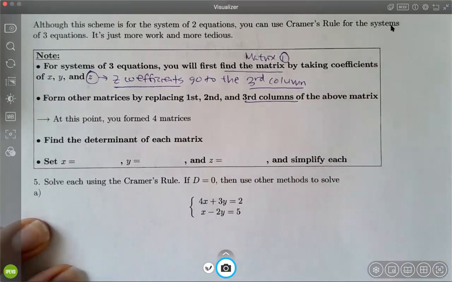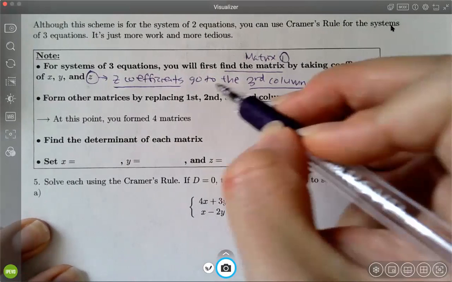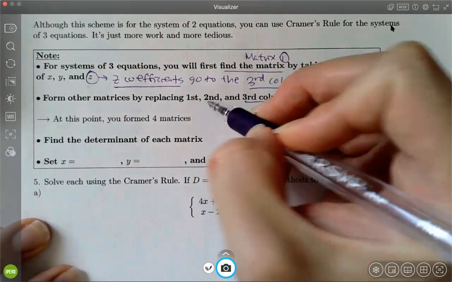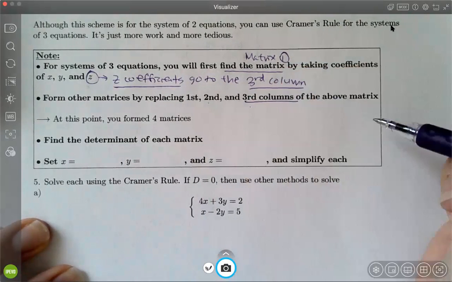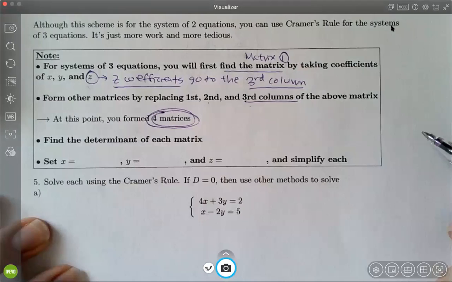So at this point, how many matrices have you found? 1, and then 2, 3, 4. So for the 3 equation cases, you should find 4 matrices. So that is another difference. And now what is the next step? Find the determinant of each matrix.